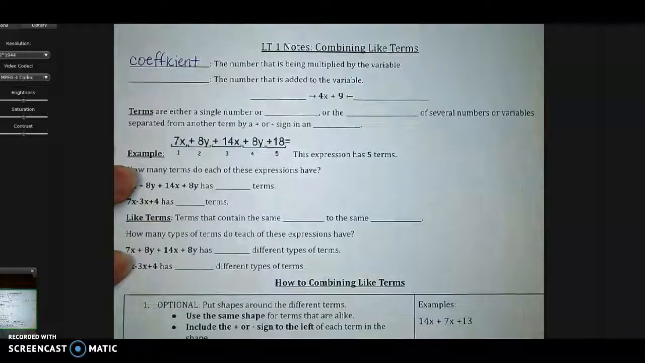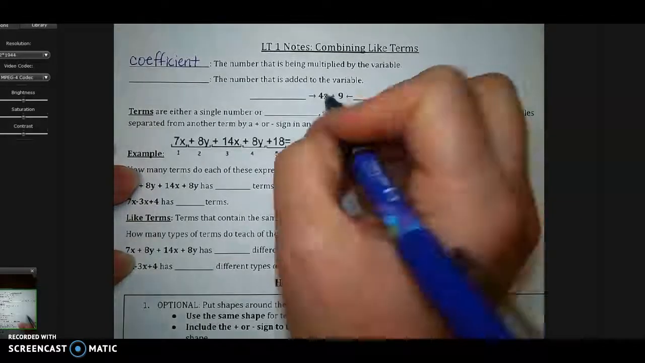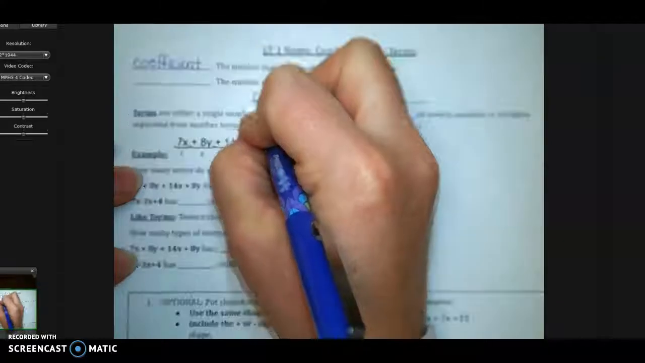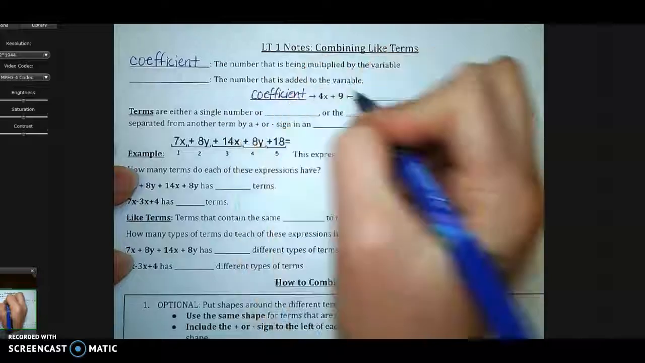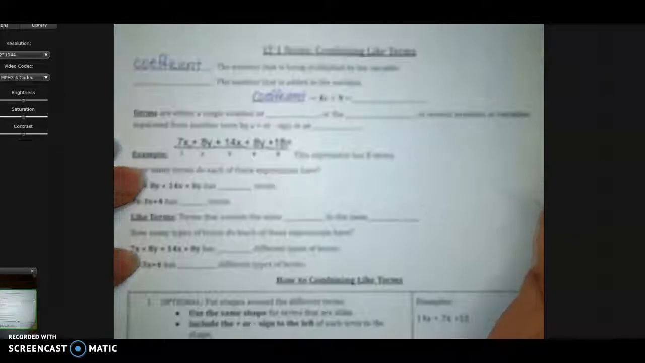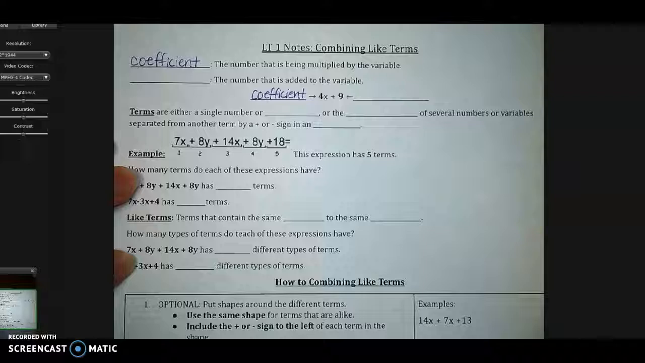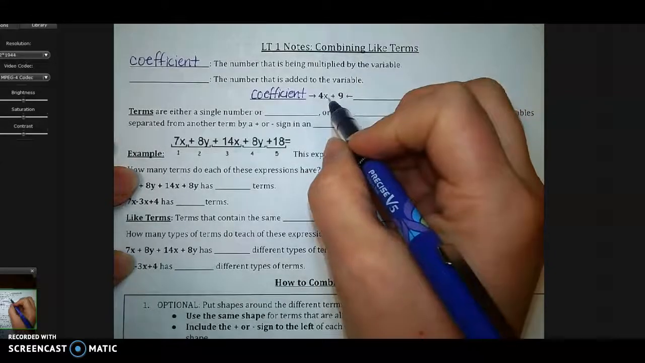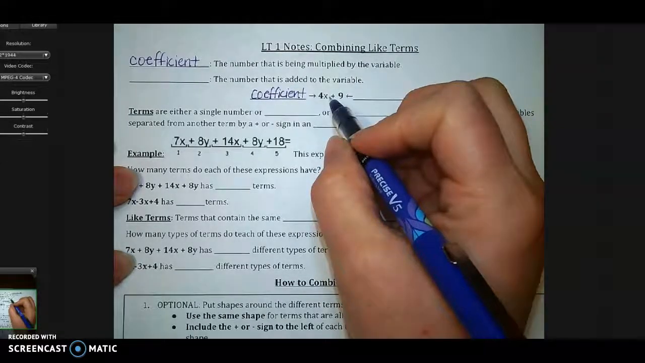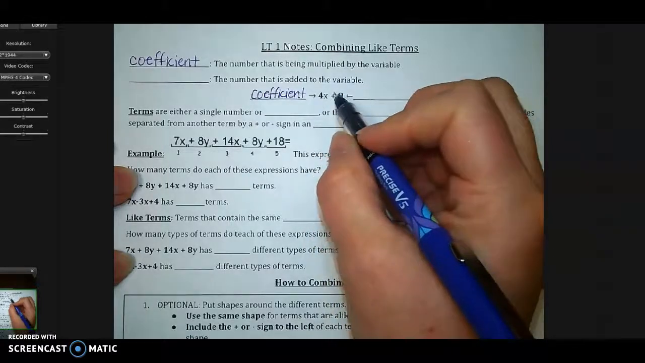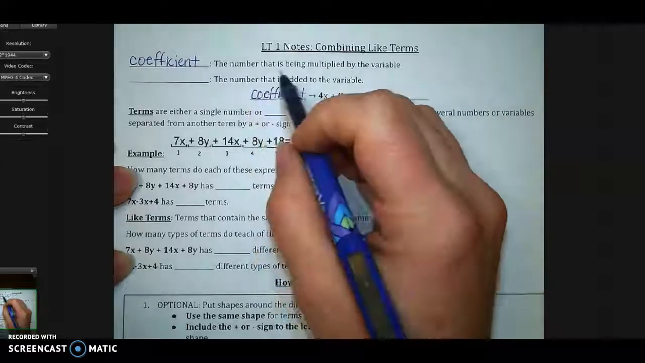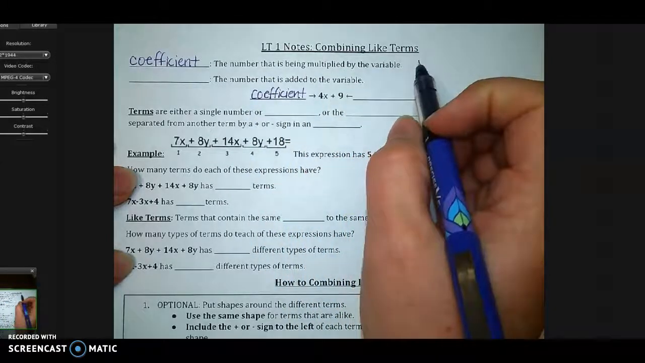And this is telling me how many x's I have. So if x happens to be 4, how many of those 4s do I have? In this case, I would have 4 of those 4s, so I would have 16 because I'm going to multiply them times each other. Or say that we wanted to evaluate for x equals 10. Well, then I have 4 10s, which means 4 times 10, which is 40. So that coefficient is the number that's being multiplied by the variable.